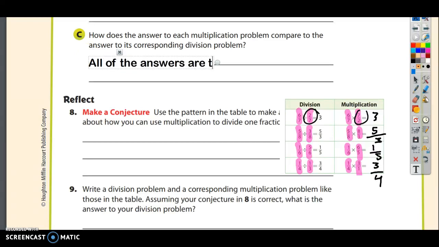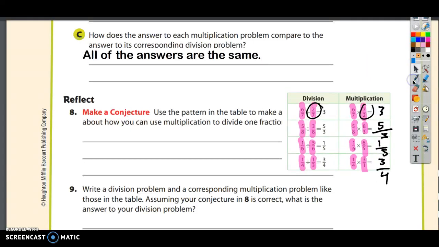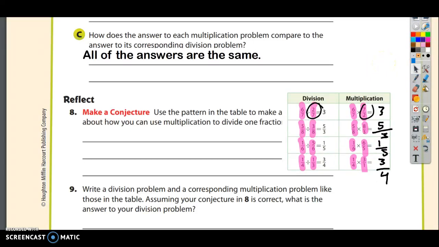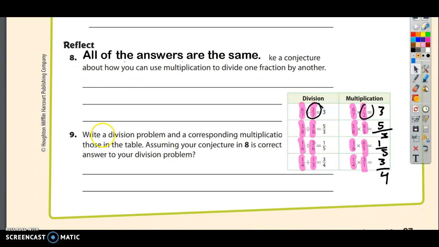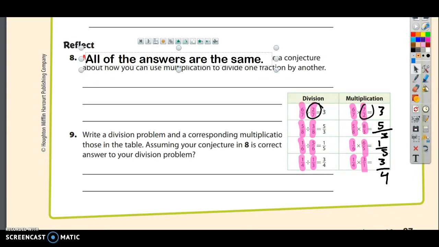All of the answers are the same. Should have been able to notice that without my help. All right, cool. So there's a couple of reflects at the bottom of the page, and the first one's make a conjecture. That's like a summary. We need to make some kind of summary. What are we learning here?